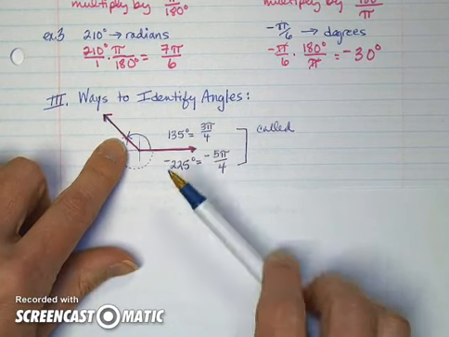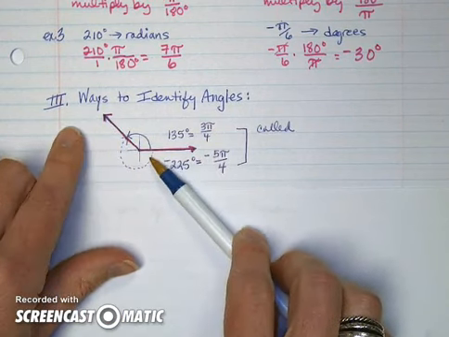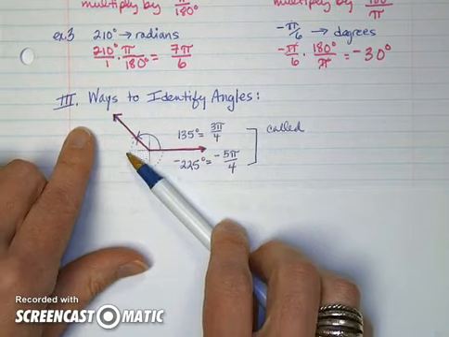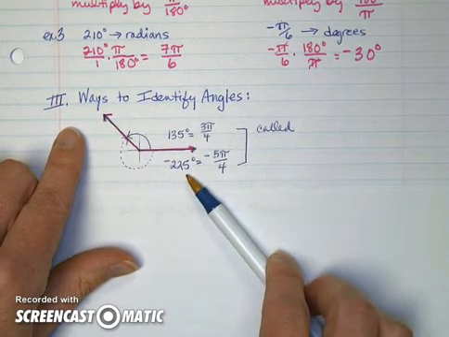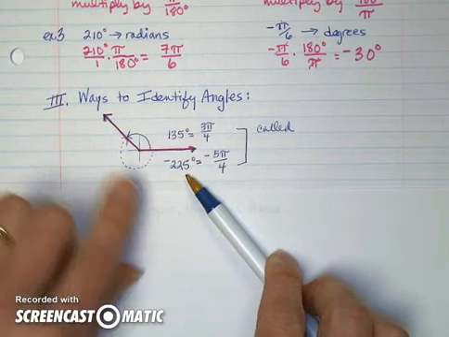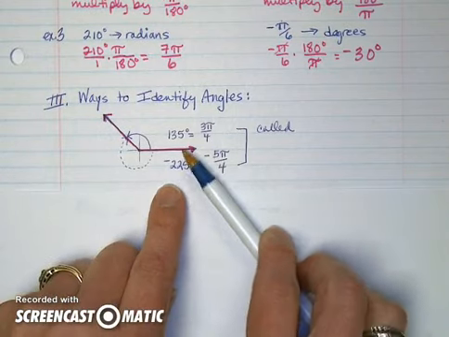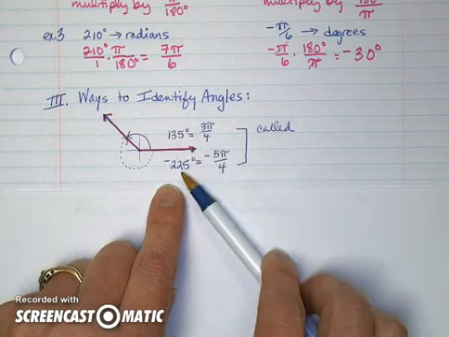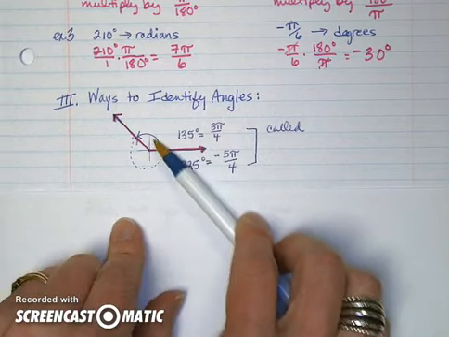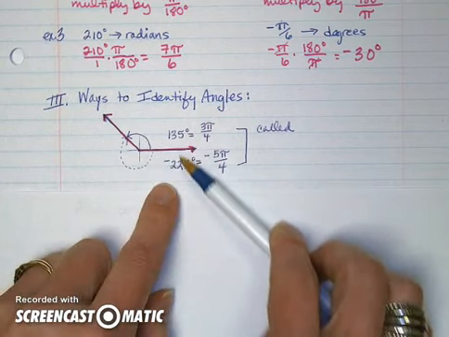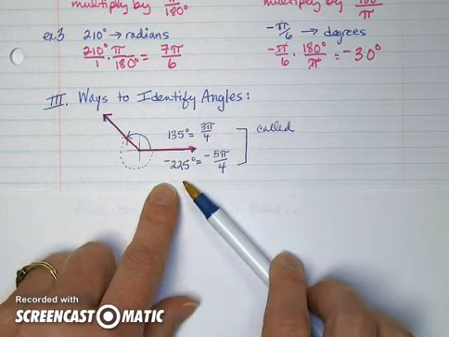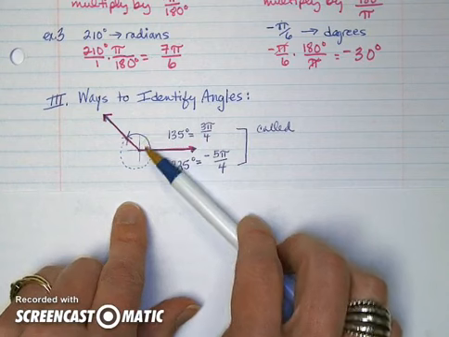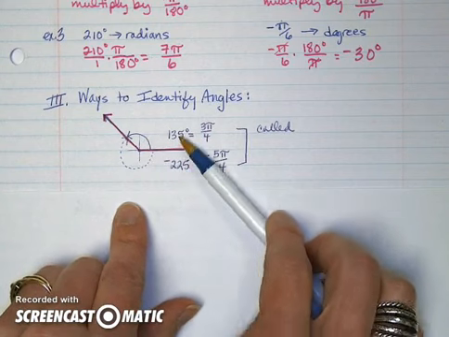But also, if I come in the negative direction, the clockwise direction, that would be a negative 225. If I add both of these, what value should I have? That would be all the way around the circle. That gives me 360. That means I did it right. There are two different ways to name every angle, in the positive and in the negative.